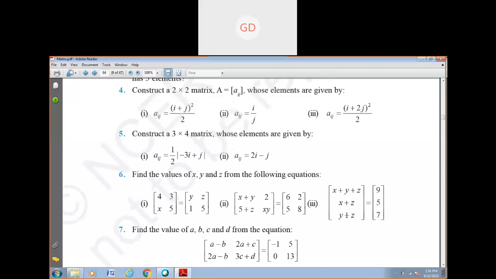So just equating, matrices are given to be equal. Just equating the corresponding elements, we can have relations, and solving those relations, we can find the values of the variables. So very simple, very basic examples. You can go through this particular example just for practice, or to be more clear.